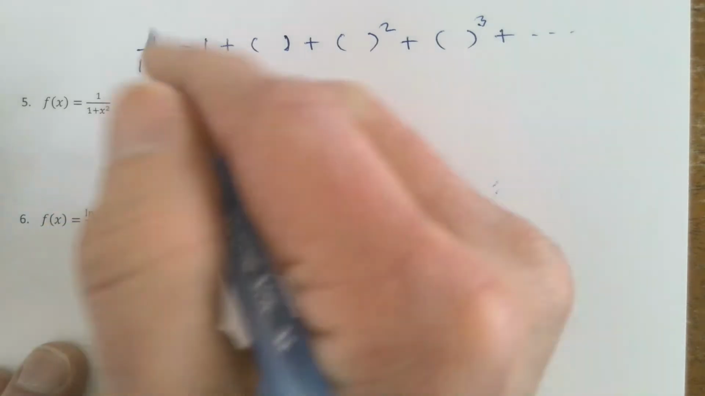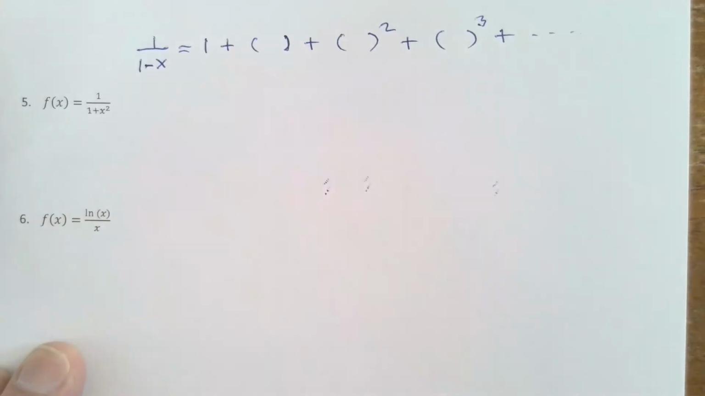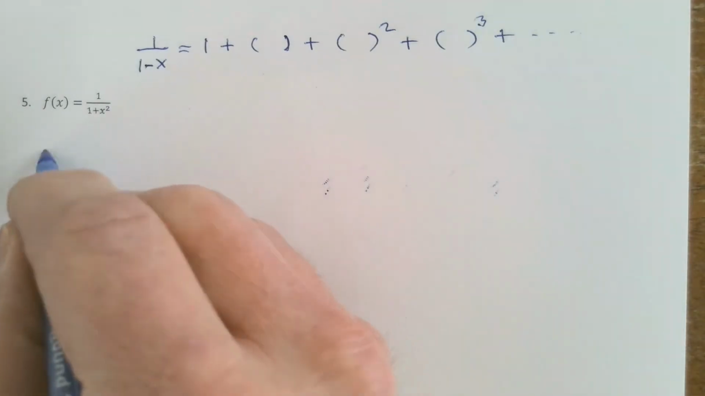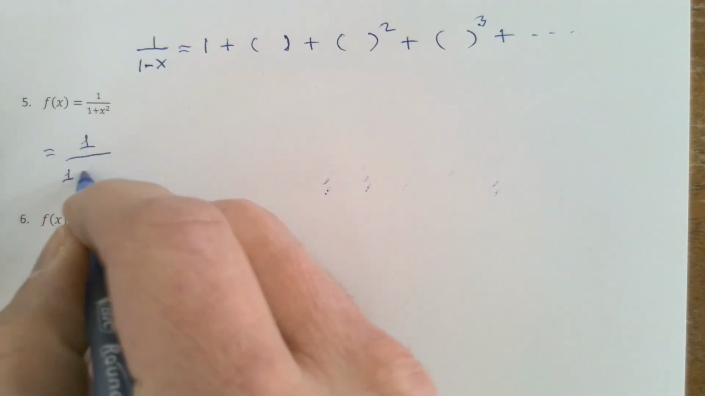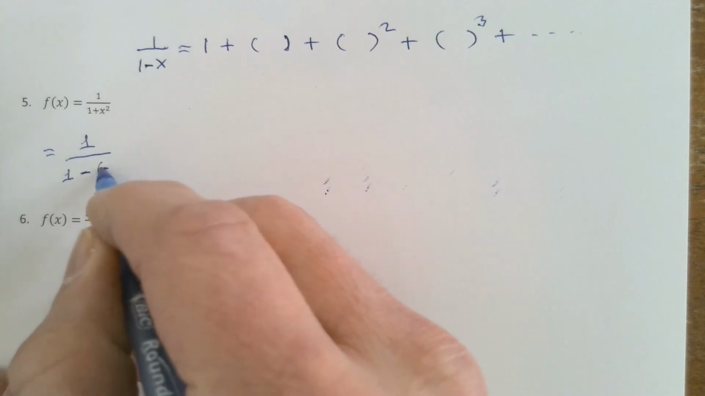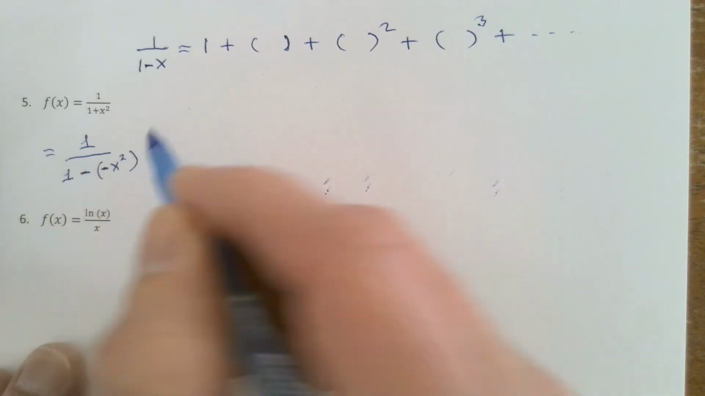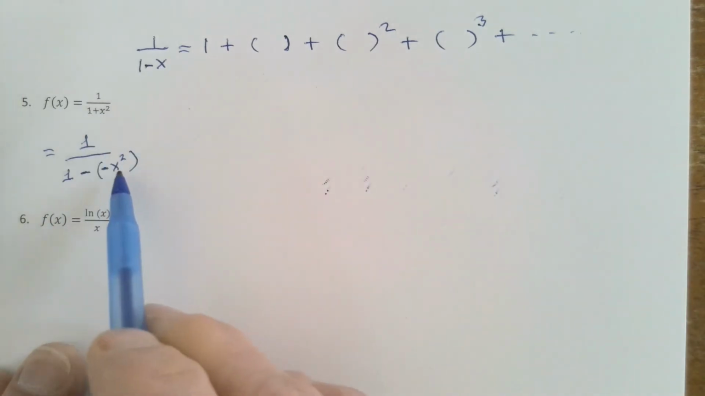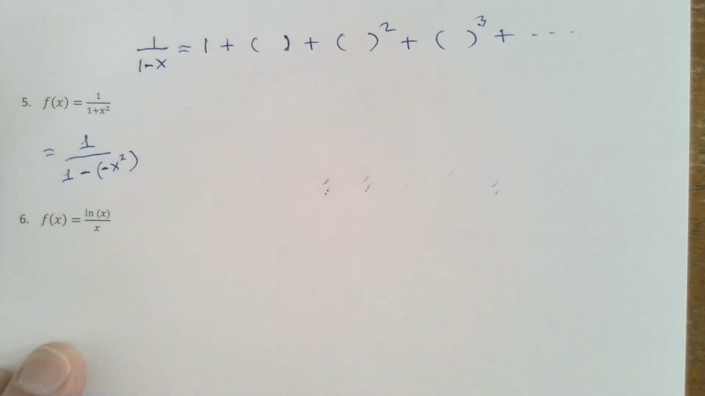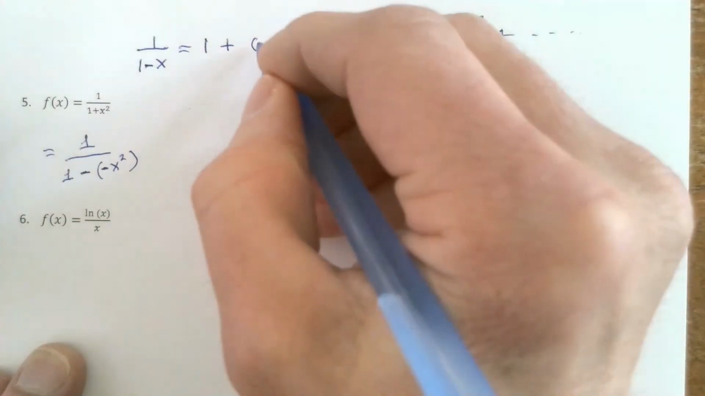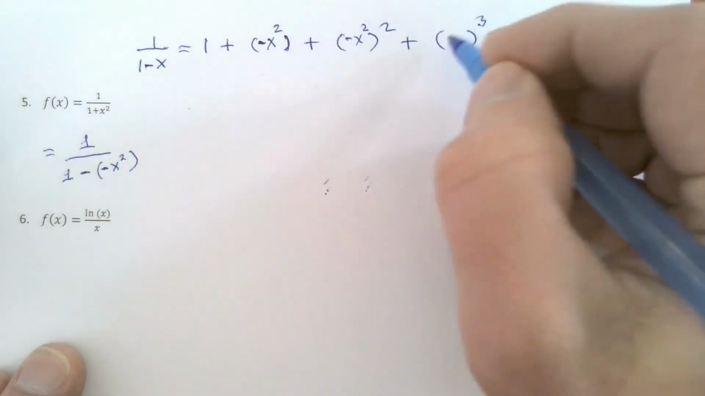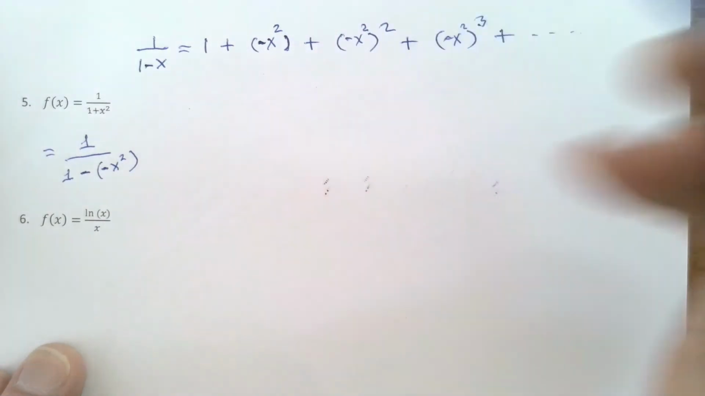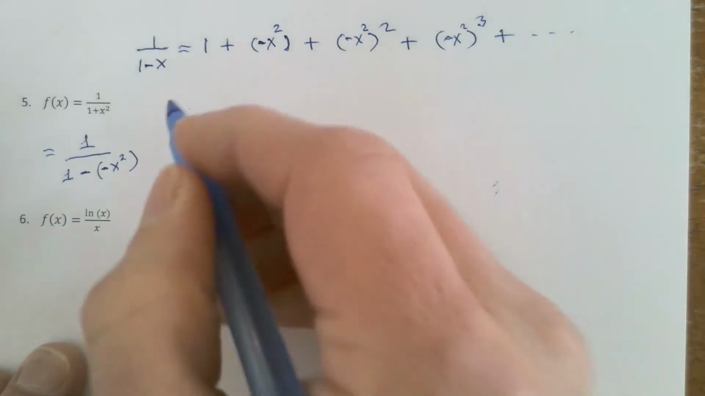And then how do I handle the minus sign there? Well, you just have to rewrite this as 1 over 1 minus negative x squared, because that's equivalent to 1 plus x squared, and then negative x squared is what's going to go in each one of these voids. So you put negative x squared here, negative x squared there, negative x squared there, etc. And then you just work it all out.